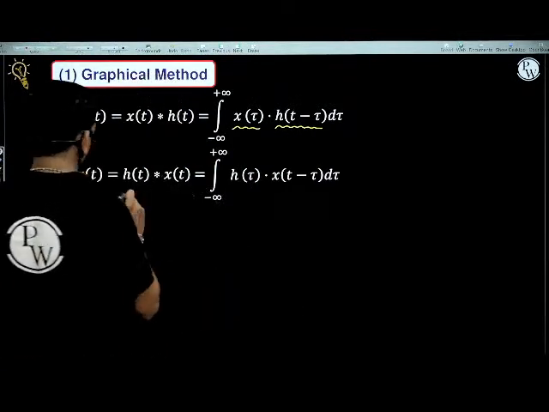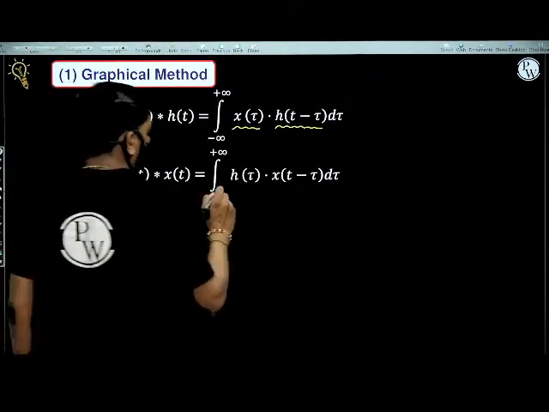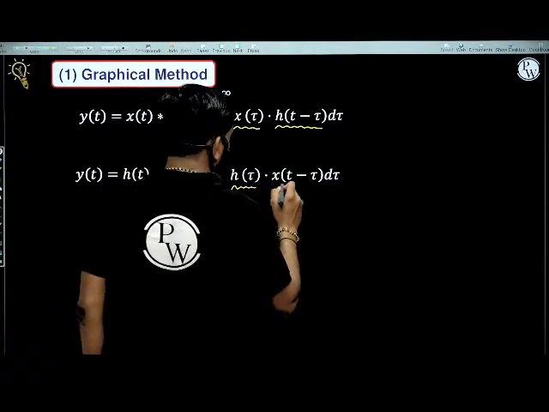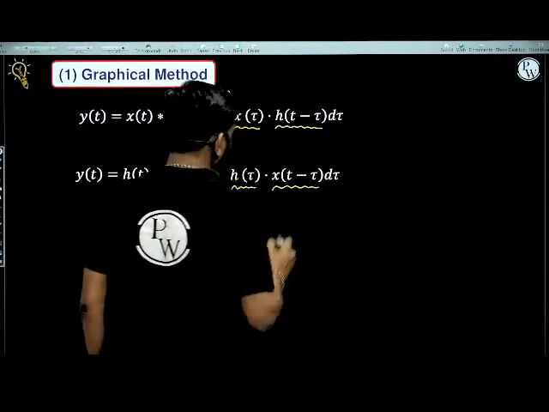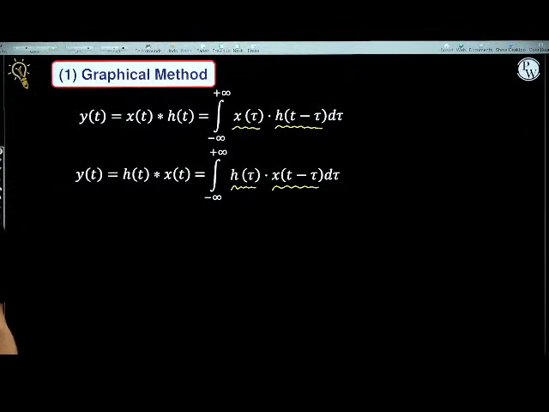And if you are using h of t convolution x of t, then h of tau and x of t minus tau you have to find. Okay, so what is the first step? First step is what? Step number 1.